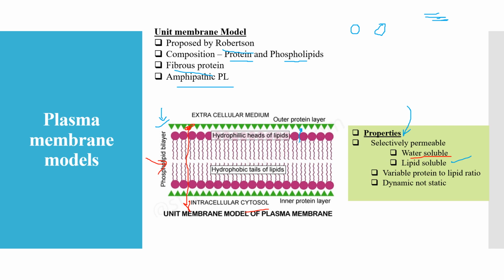So Robertson did not explain the path for water soluble substances, so the first property was not fulfilled. The second was variable protein to lipid ratio. Like the sandwich model, Robertson did not explain the variability in the protein to lipid ratio, and also did not explain whether the plasma membrane is dynamic or static in nature. That's why this model was also rejected, or not accepted, for the plasma membrane.